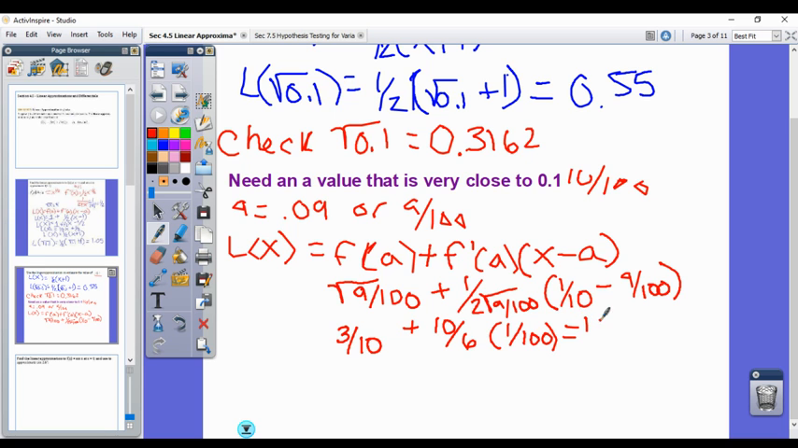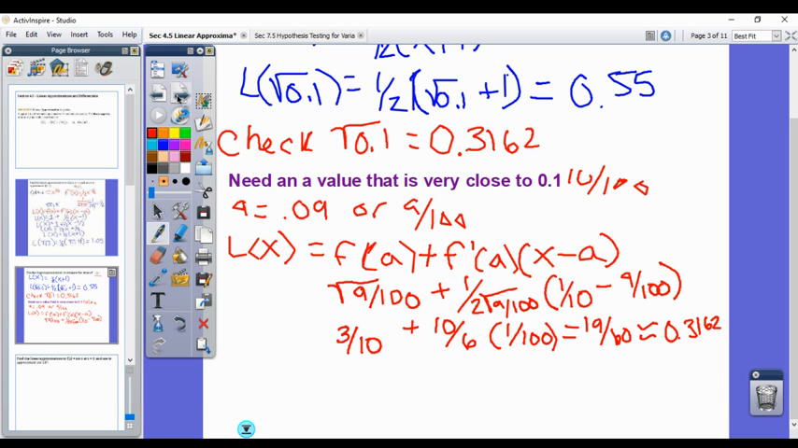So we're getting about 19 over 60, and if you type that into your calculator to get the corresponding decimal, you will get 0.3162, which is much closer to the true value, okay? So it's always important that you check these to make sure that you are getting a value close to the true value. Otherwise, the approximation is off and you need to reevaluate what you've done.